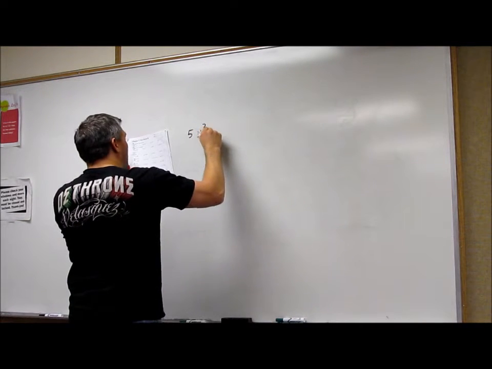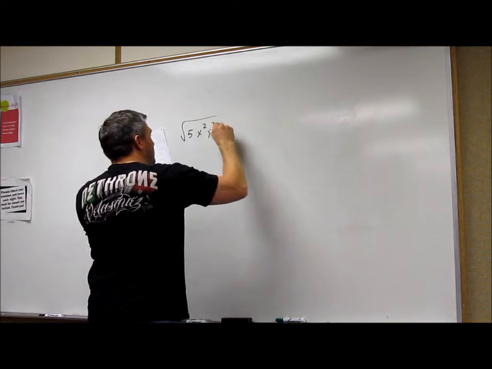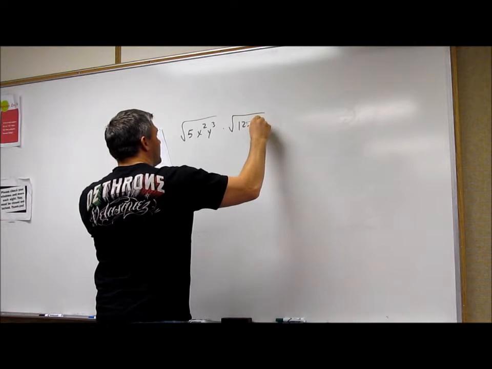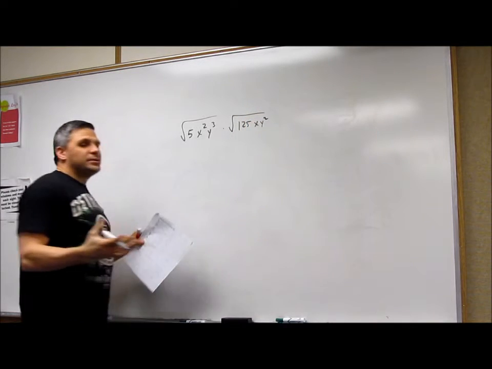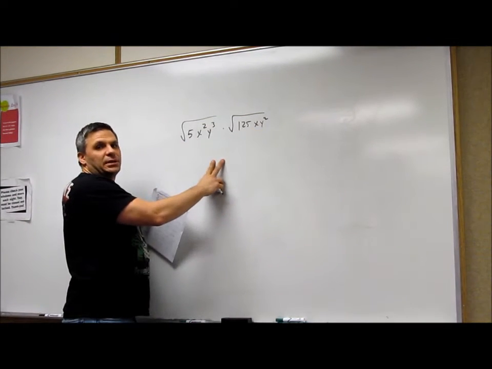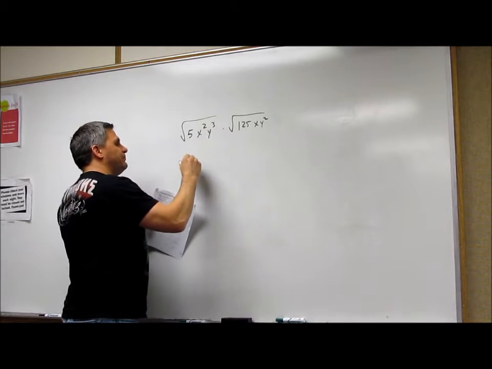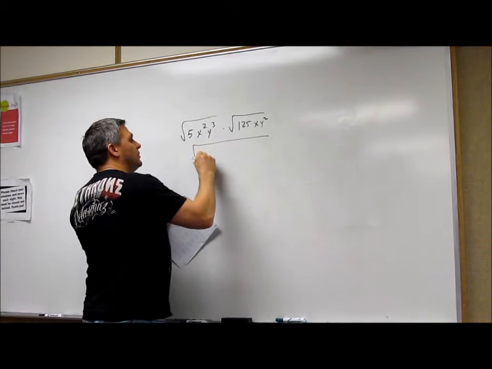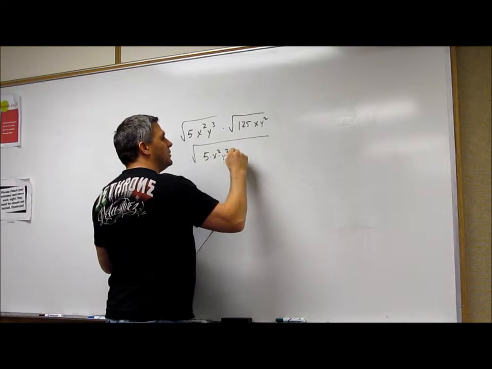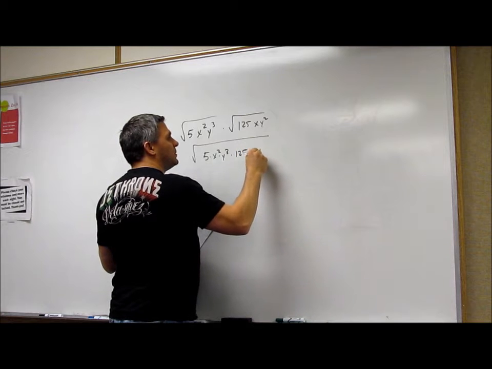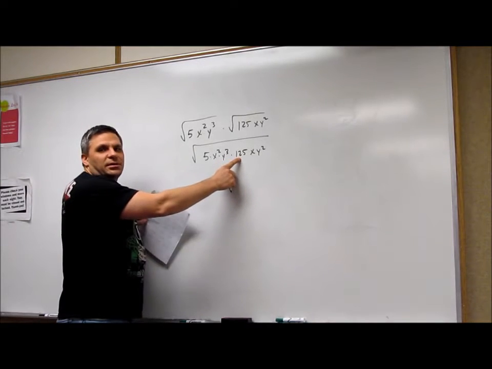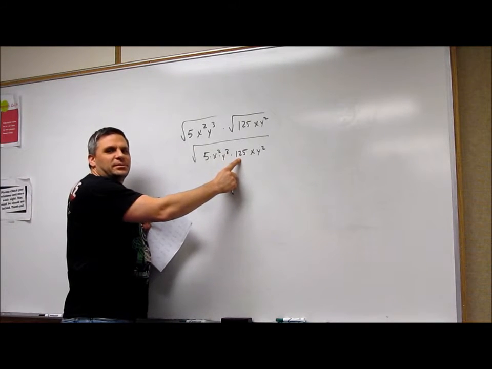x squared y cubed times 125xy squared. And here's the thing. If I have these two being square rooted and they're being multiplied, then 5x squared y cubed 25xy squared. And what that tells me is, and by now you should know that 125 is 5 cubed, right?